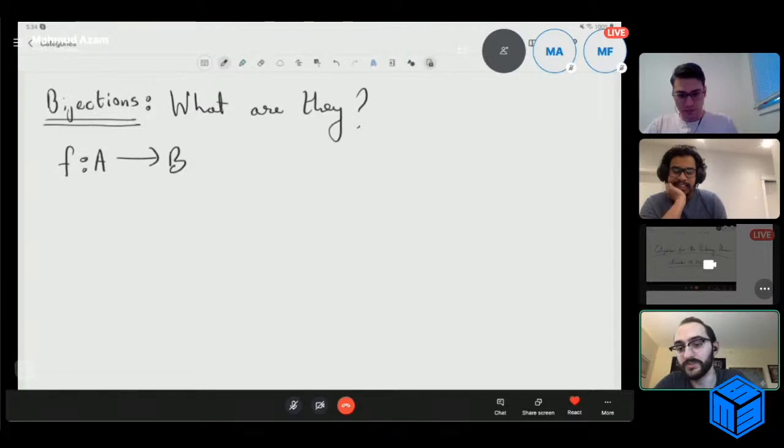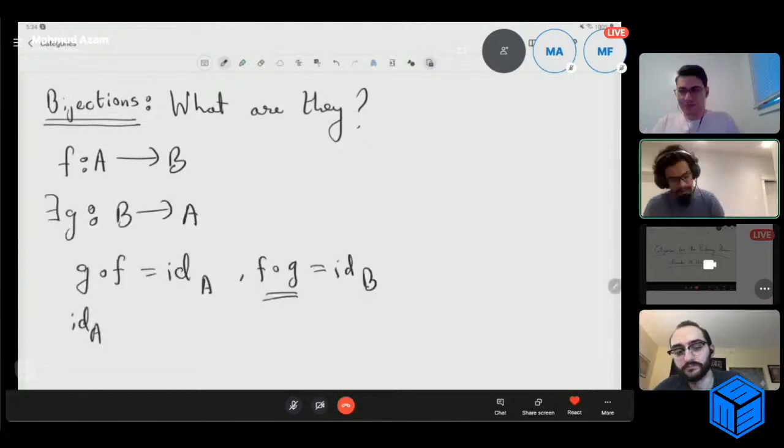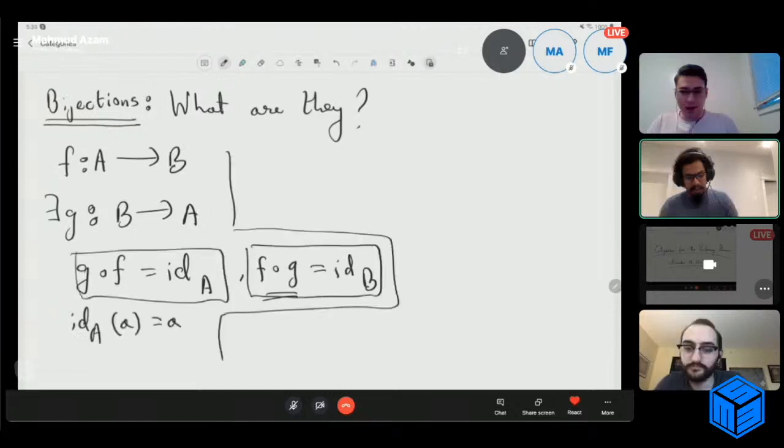And the identity map, just for the record, the identity of A is just equal to A. Same for B, right? Now you can try to prove that if F and G satisfy this, they are both bijections, but that's an exercise, of course. So the thing is, I don't even have to talk about it being injective and surjective, right? I'm just giving you a second map.